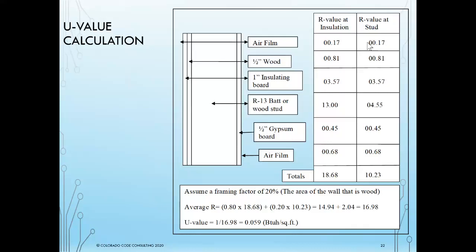So where the bat insulation is going to be, that's going to be an R13. But where the stud is, there is no insulation. There is no bat insulation, so that's just the R value of the stud. In this case, a little over 4. Then we've got gypsum. Well, that's continuous over the stud. And then, of course, we've got our inside air film. And so we add those together. You know, we've got a little bit over an R18 where insulation is at, but it's a little over an R10 where the stud happens to be.